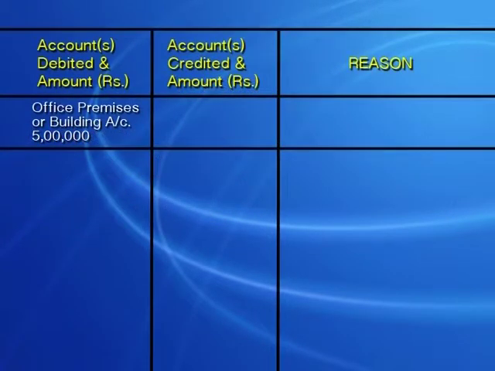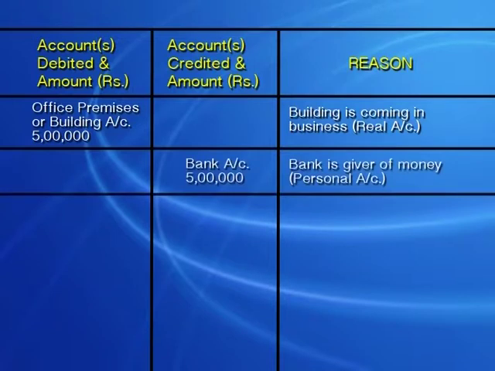Now, because you are purchasing office premises, you can call it office premise account or building account, and at the time of purchasing, the property is coming in business. So, going by real account, debit what comes in, building account will be debited for rupees 5 lakh. Because you are making payment through cheque, bank account will come in picture. Bank will be given in this case because your cheque will be presented to bank and bank has to pay money from your account. So, bank is a giver of money. So, bank will be credited.